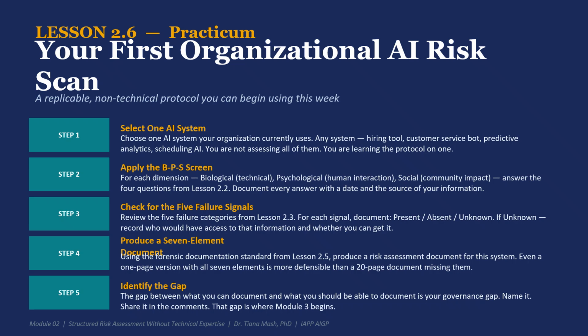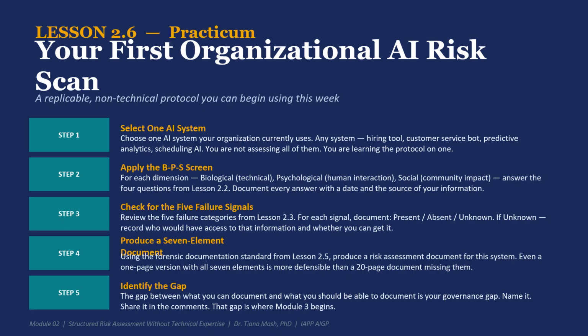Step 5 is identify the gap. The distance between what you can currently document and what you should be able to document is your governance gap. Name it explicitly. Write it down, because the gap is where module 3 begins. And this is the input to the LAPC model for AI incident response, which we cover next.